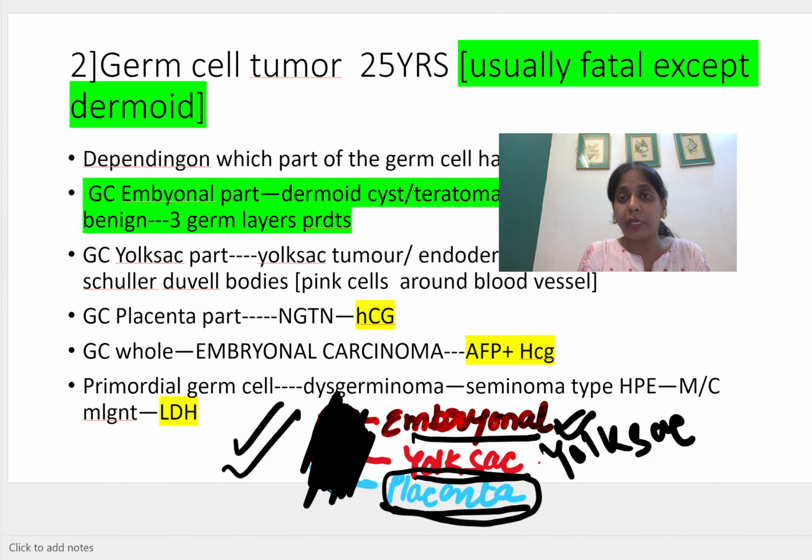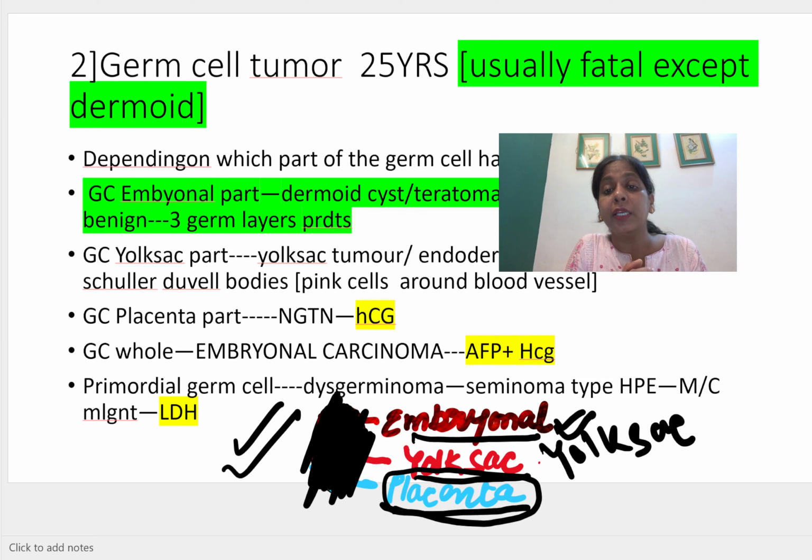Okay, now the last type of the germ cell tumor, the primordial germ cell tumor. Here the germ cell is not becoming tumorous, the primordial germ cell is becoming tumorous, and this tumor is known as dysgerminoma. It is similar in nature to the seminoma, which all of you have seen in surgery. So here also the primordial germ cell is becoming tumorous, and this tumor is known as dysgerminoma.